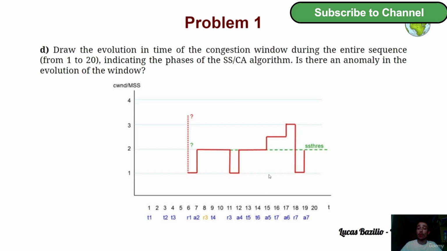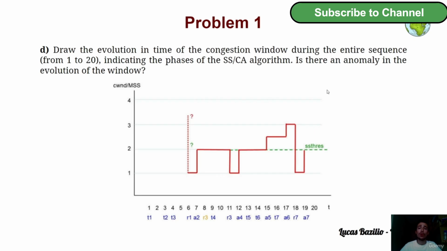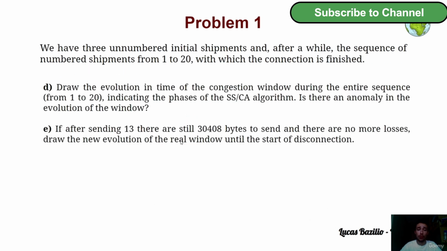Very well. So with this, we draw the evolution in time of the congestion window. Here we also have the step-by-step explanation of the slow start and congestion avoidance algorithm to follow this plot. Finally, on the question, is there any anomaly in the evolution of the window? Well, there's no anomaly here, because as we can see, we have first a slow start phase, then a congestion avoidance phase, and finally another slow start phase. So there is no anomaly in the evolution of this window. Very well, so with this we finish the solution to question D.